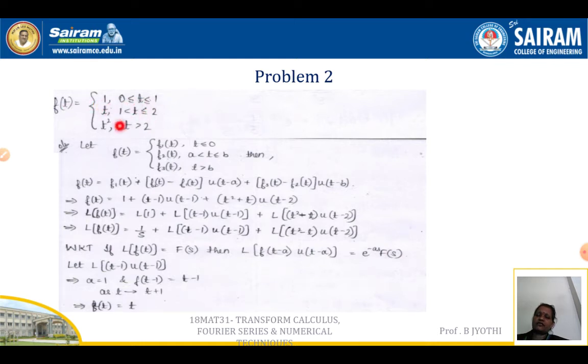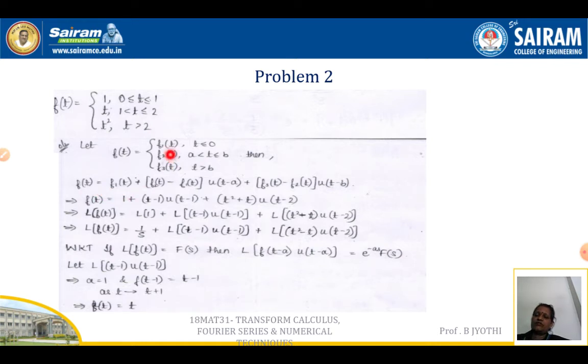Let us take discontinuous functions now, where f of t is 1 when t is varying between 0 to 1, t when t is varying between 1 to 2, and t square when t is greater than 2. So f of t is f1 of t when t is less than or equal to a, f2 of t when t is varying between a to b, and f3 of t when t is greater than b.